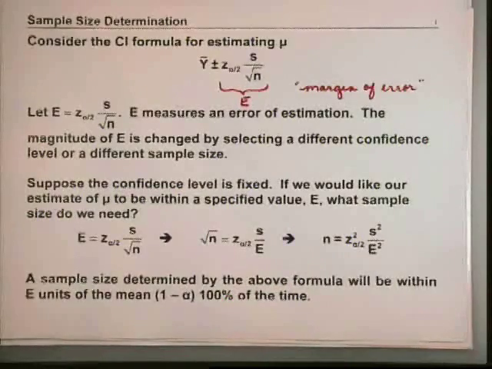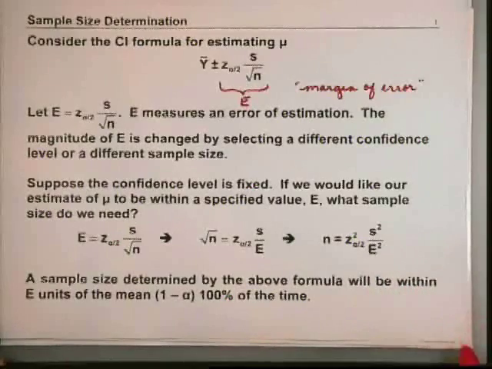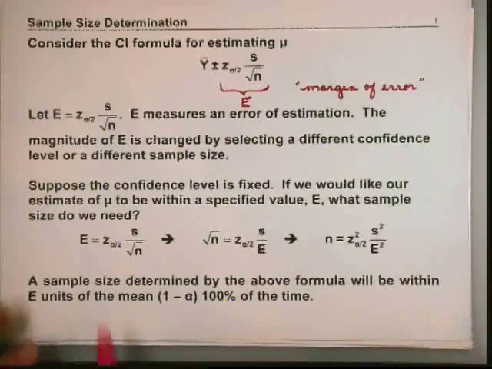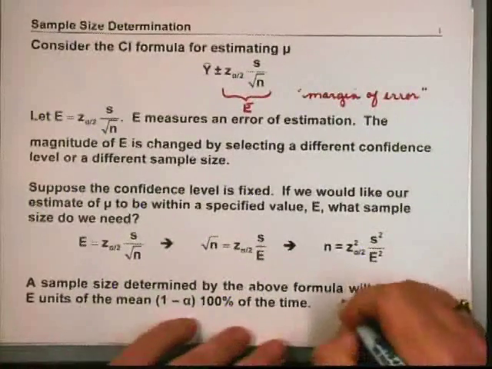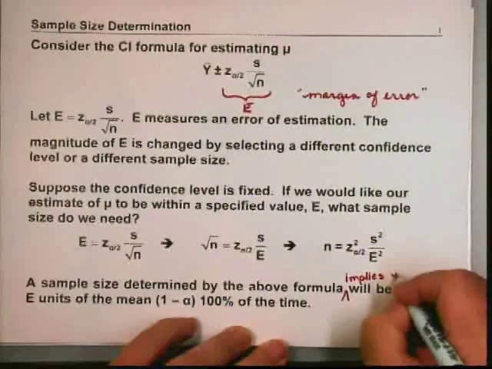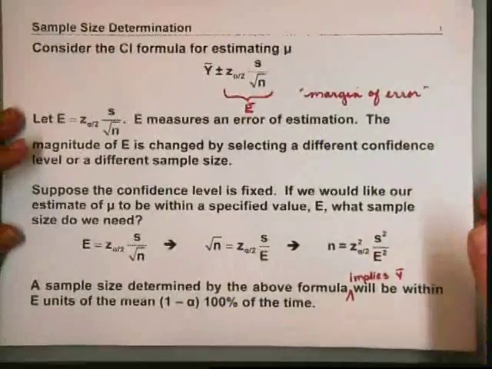If we solve for the sample size by this above formula, the sample size determined by the above formula implies y bar will be within E units of the population mean mu, 1 minus alpha times 100% of the time.